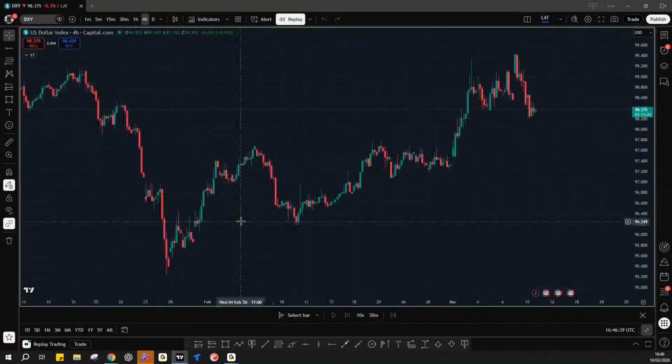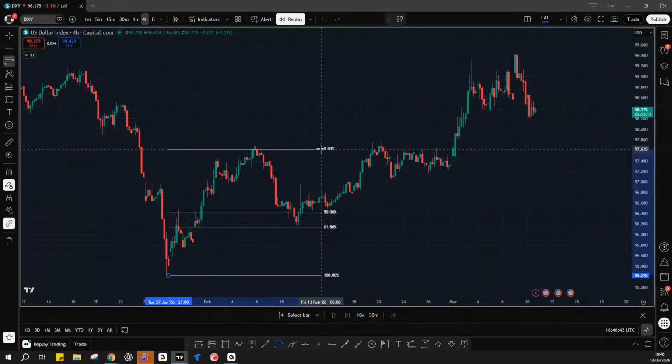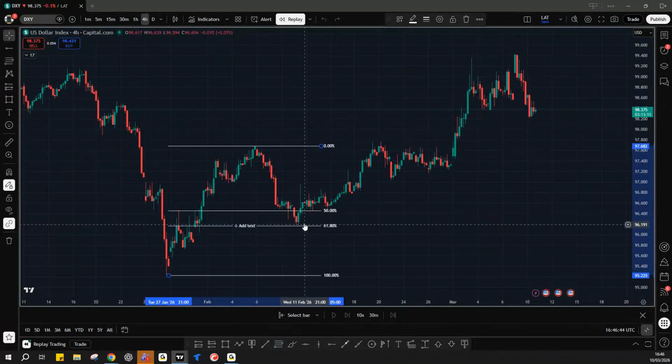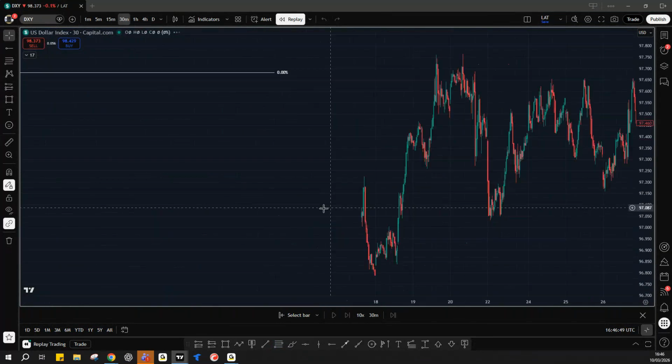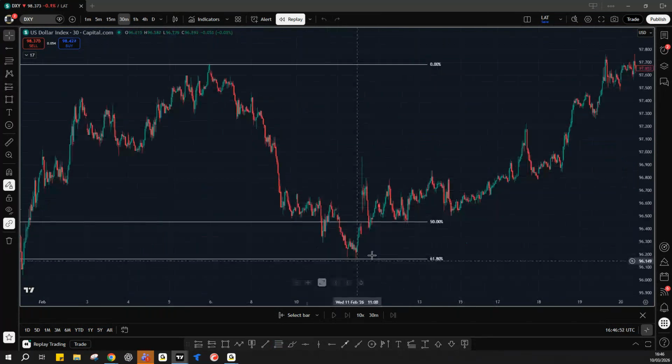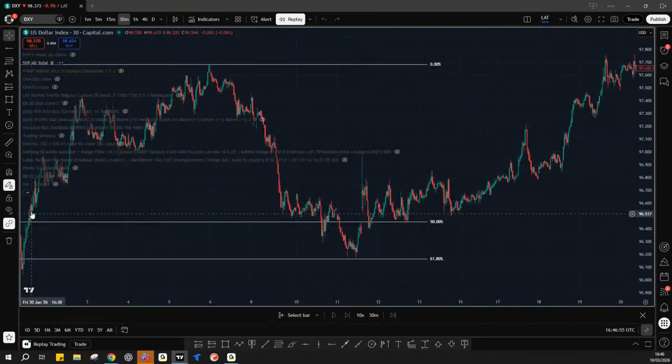So let's say, just for example, we've got a fib retracement. We've come into this 4-hour fib retracement, and we might be looking for a bounce. Now, on an intraday basis, we might be able to see a bit of extra confirmation from the profiles within this turning point. So let's see.